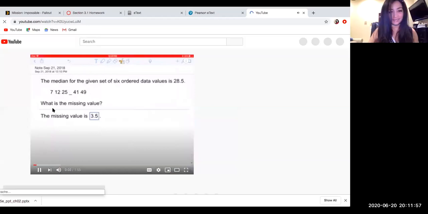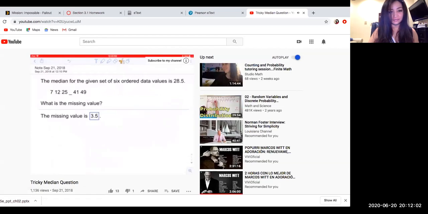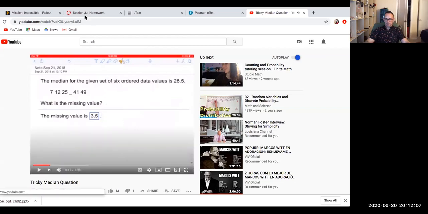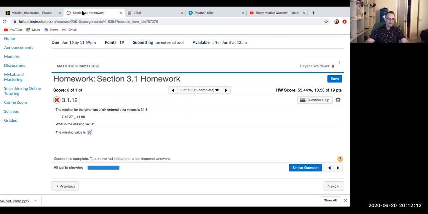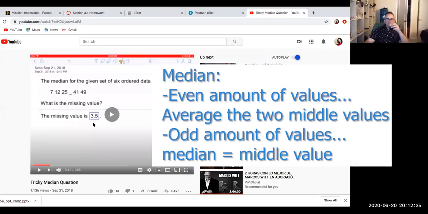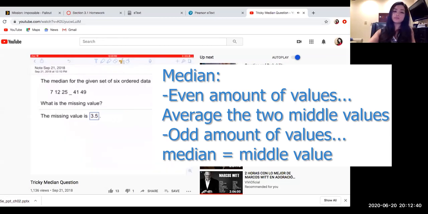Okay, so this is a tricky median question. So let's go ahead and read this. The median for the given ordered data set is 28.5, and we have some values here and a missing value. So we do know the median, we just don't know the missing value. Below here it says that the missing value is 3.5. We can ignore that. That's the wrong answer, so ignore that.